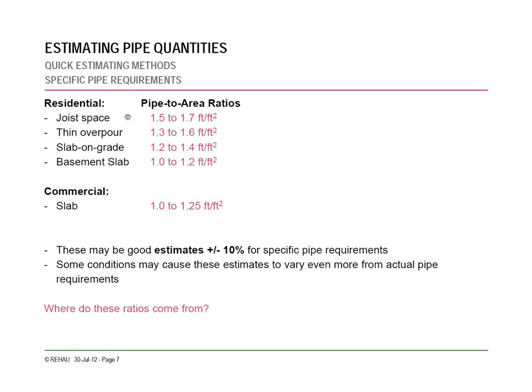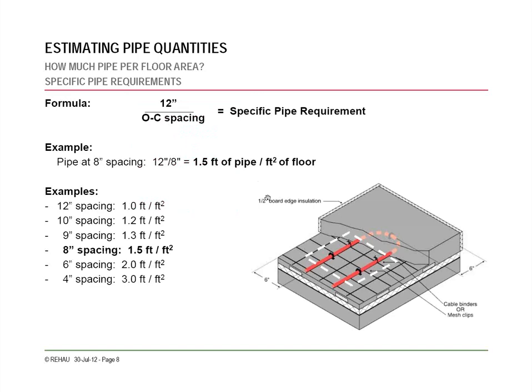But at any rate, for different pours and different spacing, you're going to have different pipe to area ratios. And so you can see here, all we're doing to get those is dividing by the spacing for a 12-inch area.